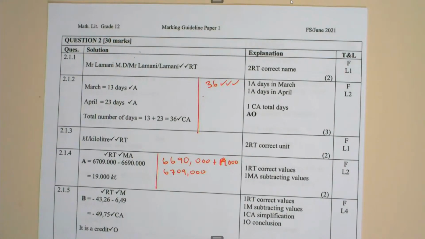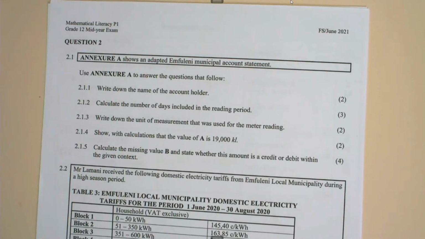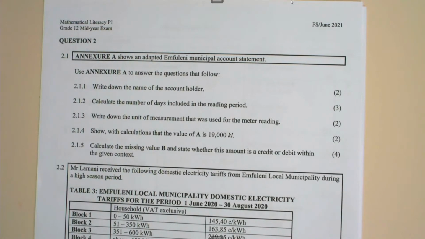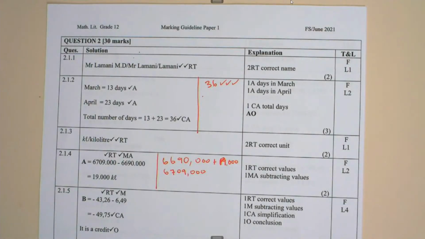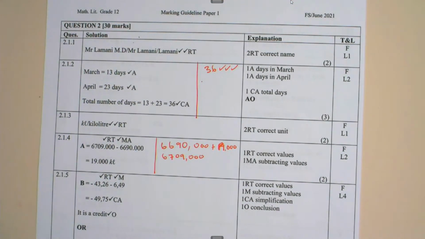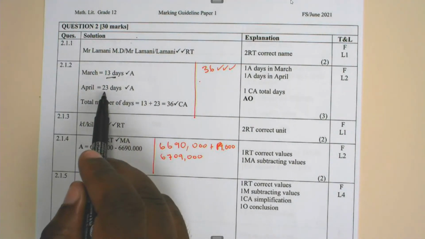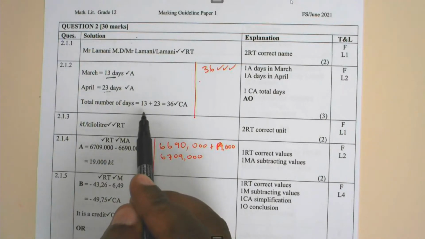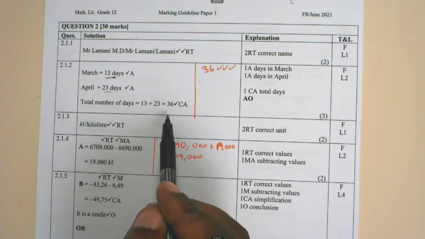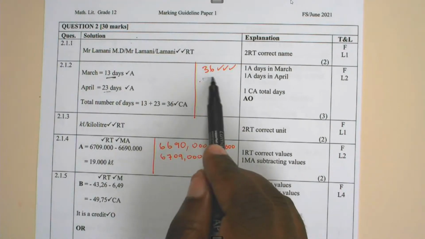2.1.2. Remember, we're still using the annexure. It says calculate the number of days included in the reading period. If you check that, it says March, they had 13 days. And then for April, it's 23 days. When you add 13 plus 23, you get 36. Then you give a learner full marks if the answer is correct.